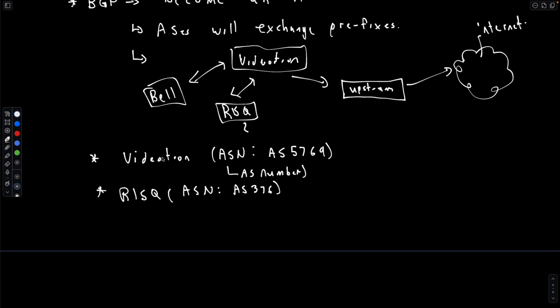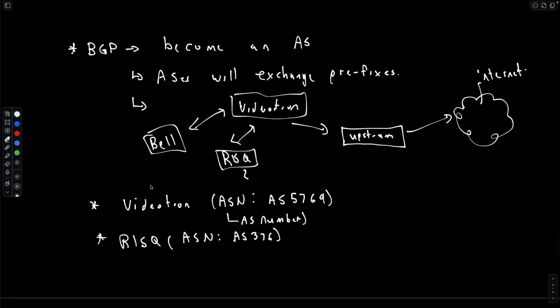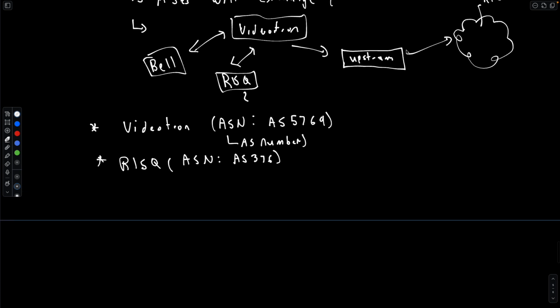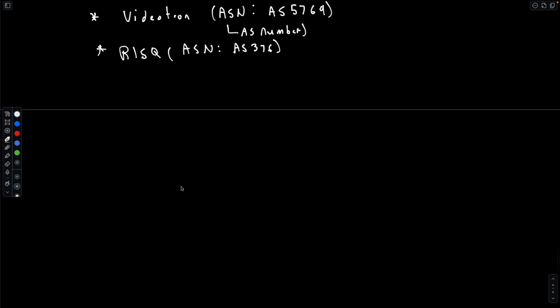But anyways, okay, so Videotron and RISC, they're probably sitting in the same facility, or they are sitting in one of these facilities, and so they're going to have a direct connection to each other, and so they don't have to go upstream. Okay, they're going to know each other's prefixes, and so they're going to be able to send messages back and forth. Okay, now what's the actual attack itself?